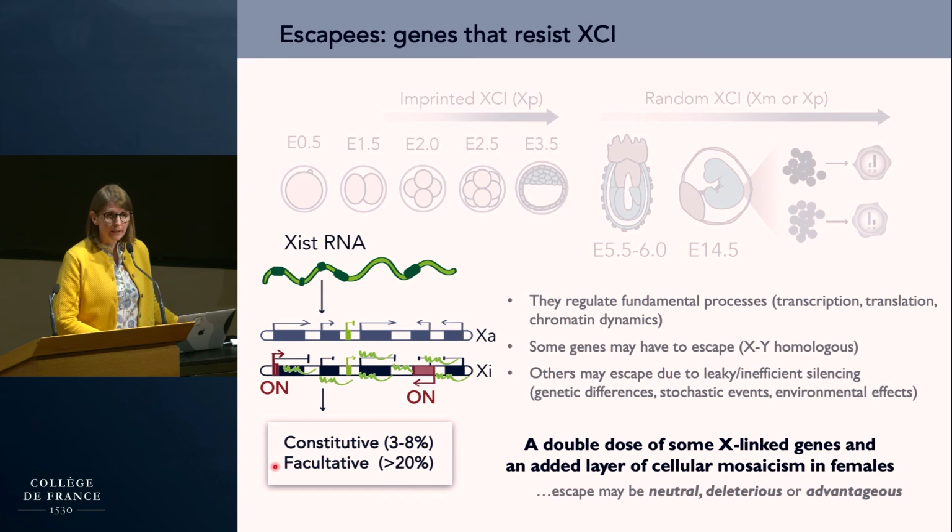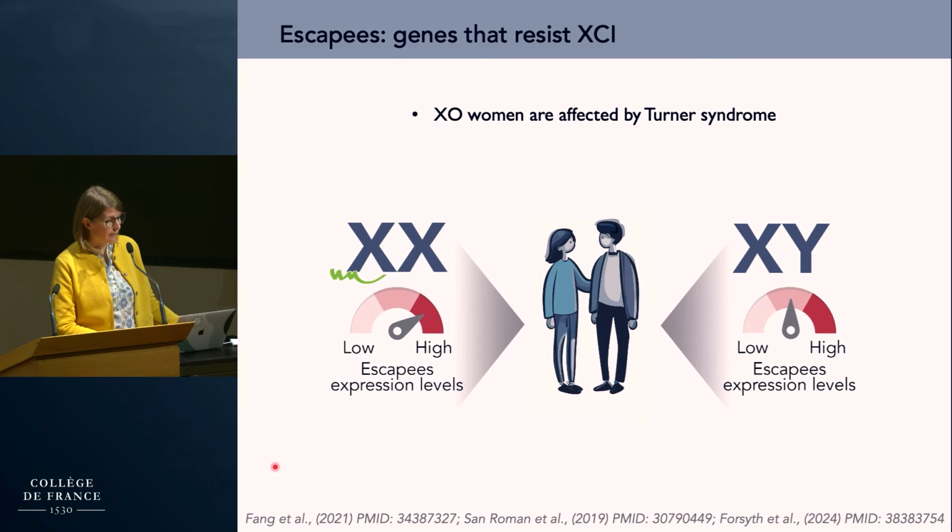But what we do know, and is becoming more and more studied in the field, is the fact that having these genes that escape does add yet another layer of cellular mosaicism to females, and we do know that this is relevant in several contexts. So, for example, in the case of human, the very large majority of XO embryos are actually lost during development, and very few women that survive with only one X are either a composite of XX and XO cells, or they are affected by Turner syndrome.